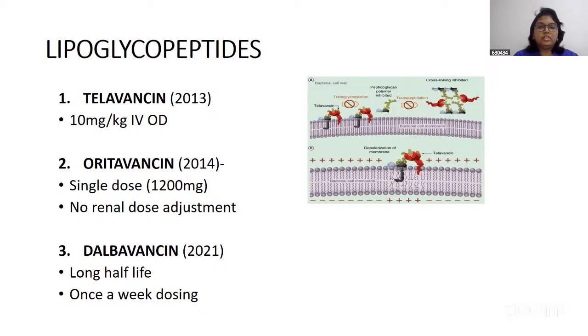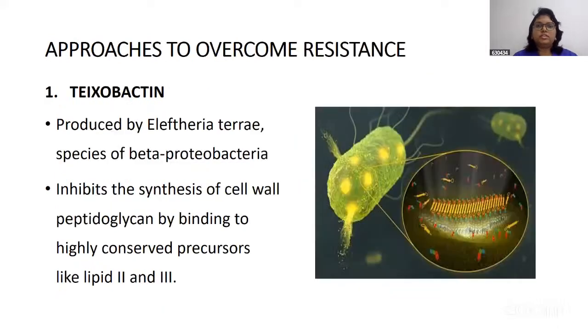Here the importance is the simple administration. Oritavancin is given as a single dose of 1200 milligrams, 1.2 grams. There is no renal dose adjustment required. Dalbavancin has a very long half-life and can be given as a once a week dosing. So that is the unique point about it. So these are the lipoglycopeptides. Having said that, with so many newer agents and the older agents also, we are trying to hit the same points again and again in a different formulation.